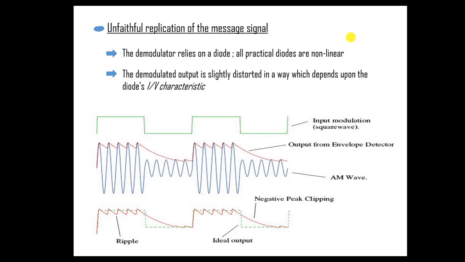The circuit also suffers from the problems known as ripple and negative peak clipping. These effects are shown on this page. The ripple effect happens because the capacitor will be discharged by a small amount in between successive peaks of the input AM wave.